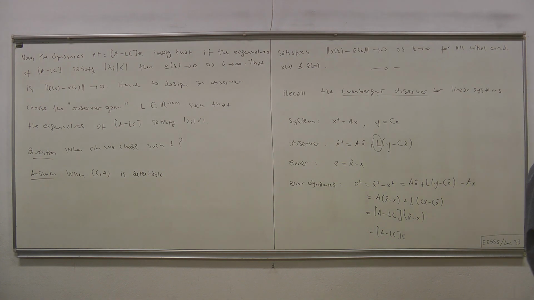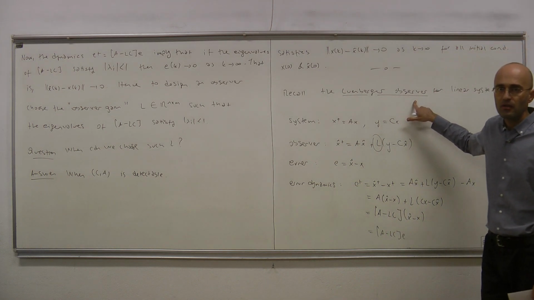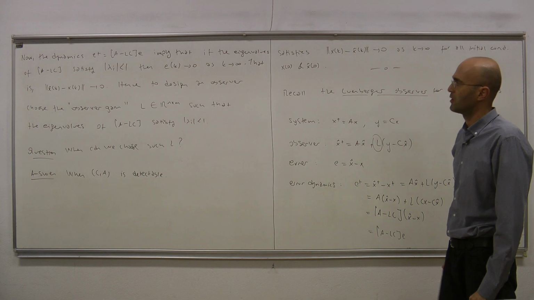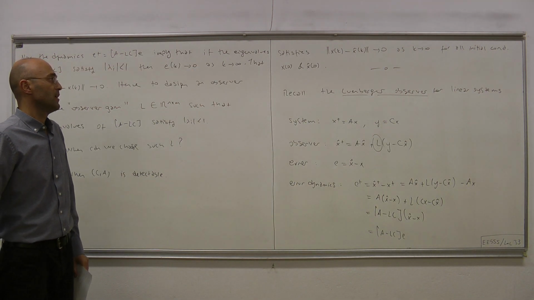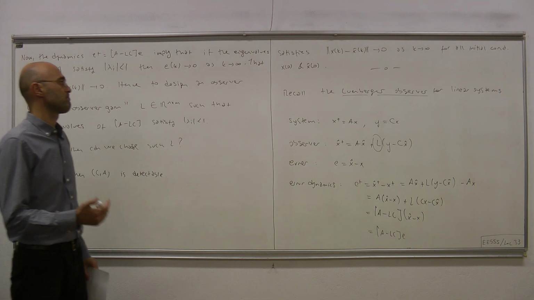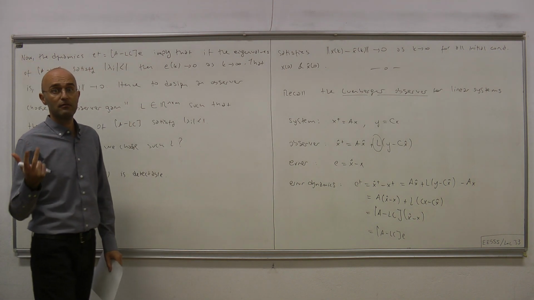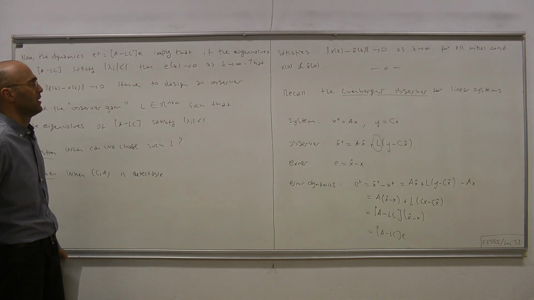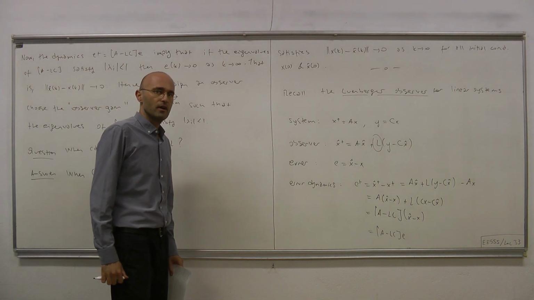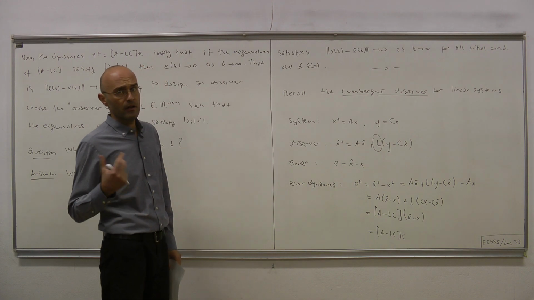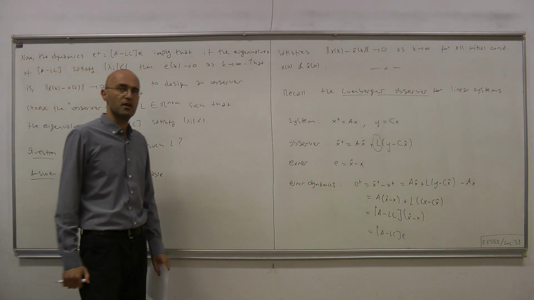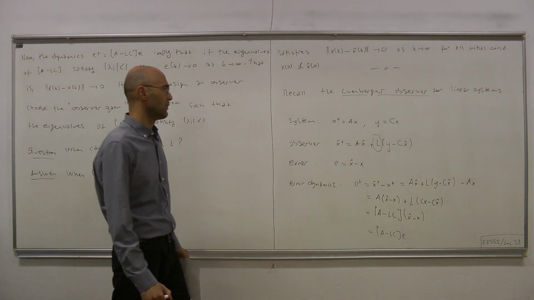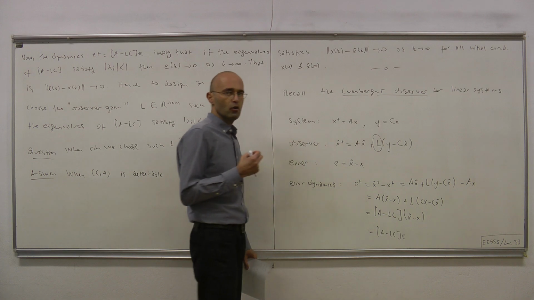Okay, having remembered the famous observer construction for linear systems, now we're going to talk about the observer construction for nonlinear systems. First of all, it's very difficult for a general nonlinear system to design an observer. Okay, so it's still a largely open problem. So you have to make some restrictive assumptions on your nonlinear system in order to be able to design a working observer.